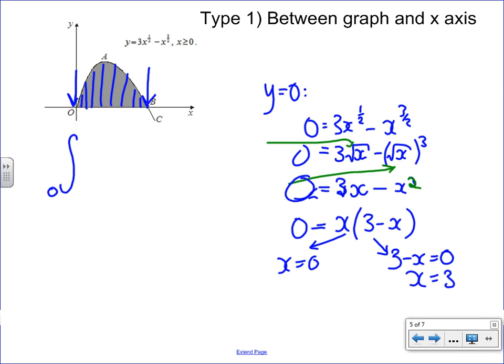So we've got the 0, which is what we wanted, and so B must be 3. But this is in the form we want it in anyway, so that's nice.